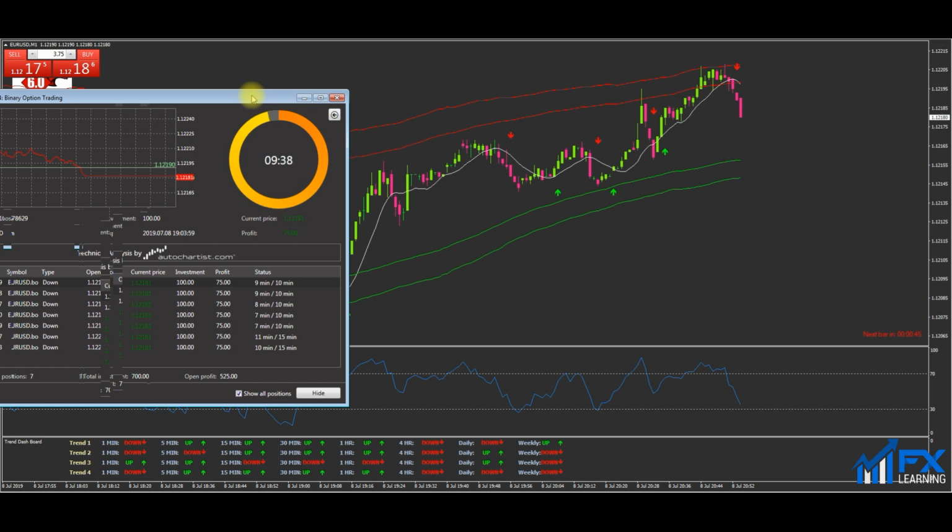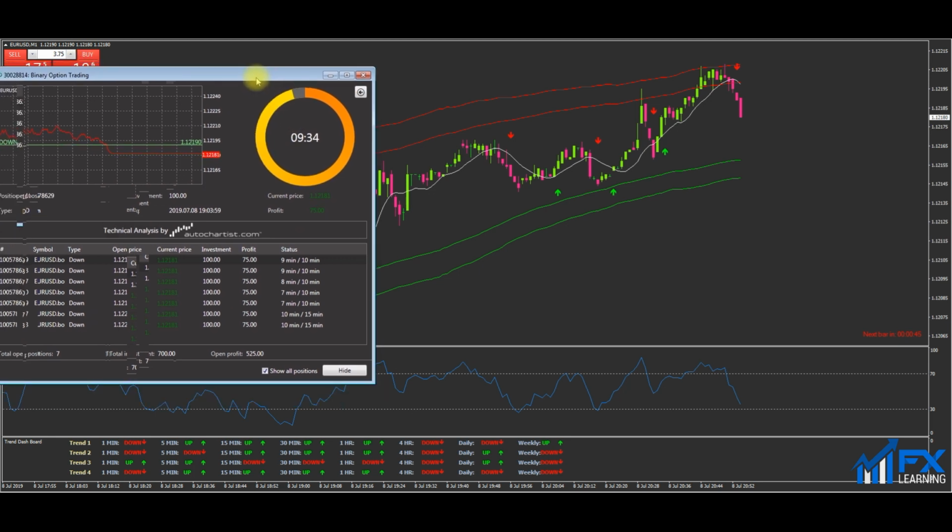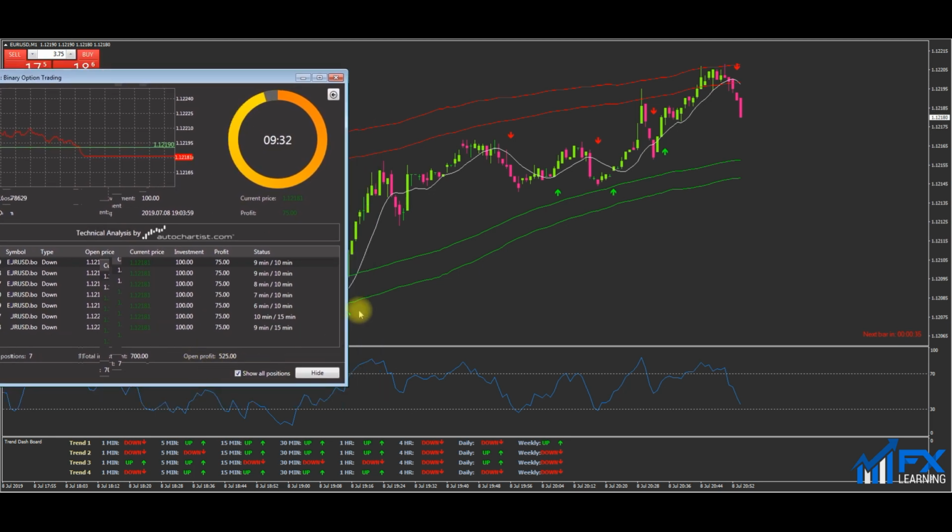Right, so look at that nice drop now. All of these trades have just gone nicely into the money.